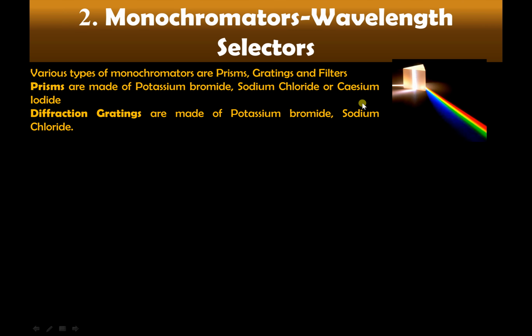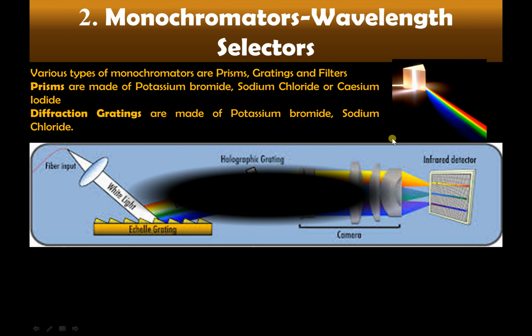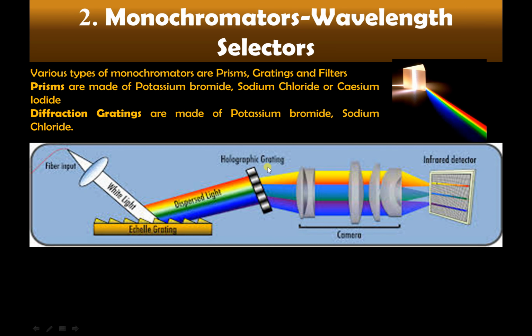Diffraction gratings are another type of monochromator. We can say the second generation. Again, they are made of potassium bromide or sodium chloride, and these are gratings where the white light gets dispersed, and this dispersed light again passes through the holographic gratings to give you the monochromatic light.